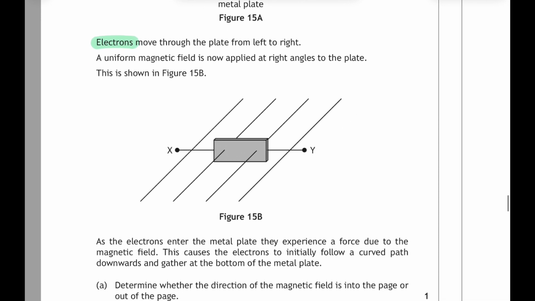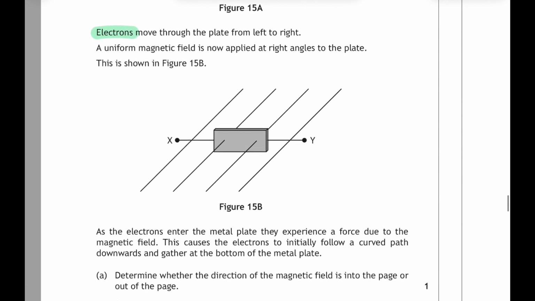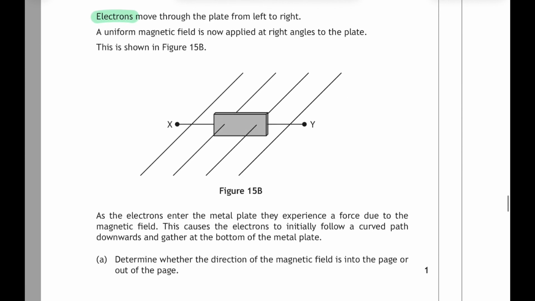And as electrons enter the metal plate, they experience a force due to the magnetic field, and this causes the electrons to initially follow a curved path downwards and gather at the bottom of the metal plate. And in part A, we have to determine whether the direction of the magnetic field is into the page or out of the page.